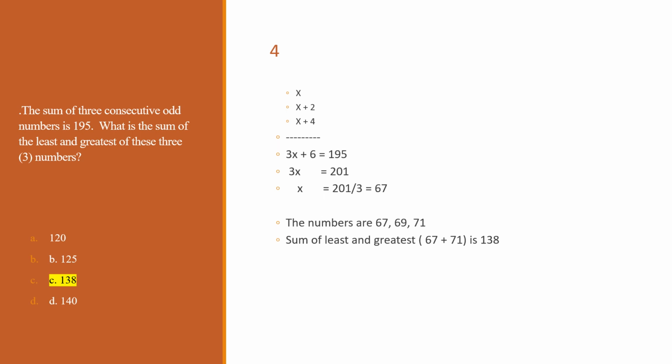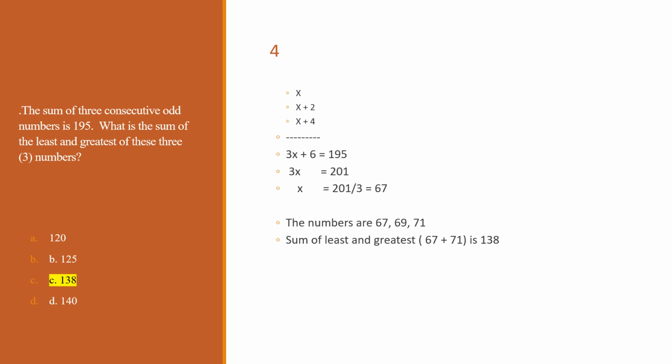So we will have to recognize that when we sum up odd numbers, if the first number is x, then the second will be x plus 2, and the third will be x plus 4. When we sum this up, this will give us 3x plus 6, and such sum will be equal to 195. So 3x then will be equal to 189, and x will be equal to 63. So the three numbers are 63, 65, and 67.